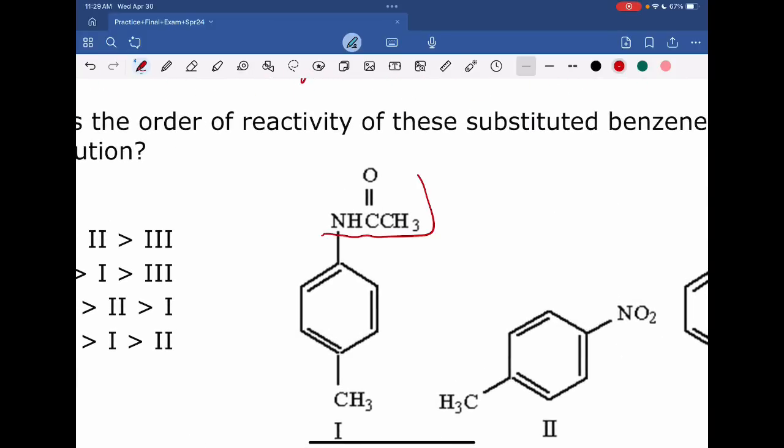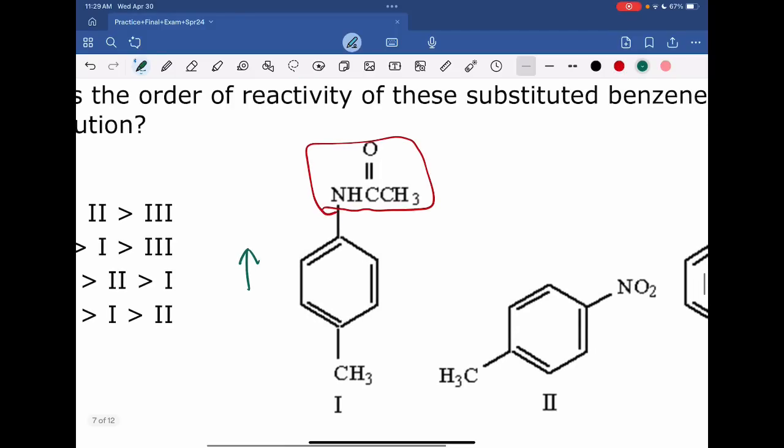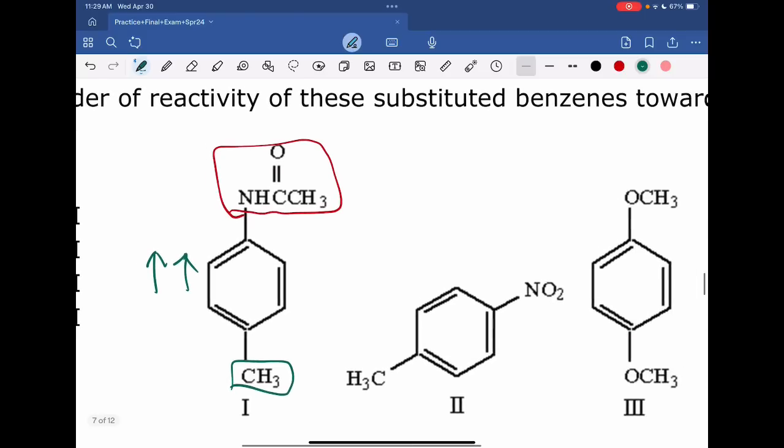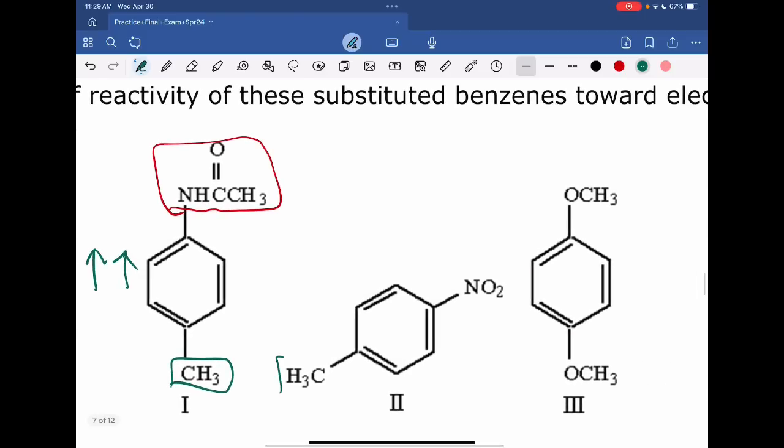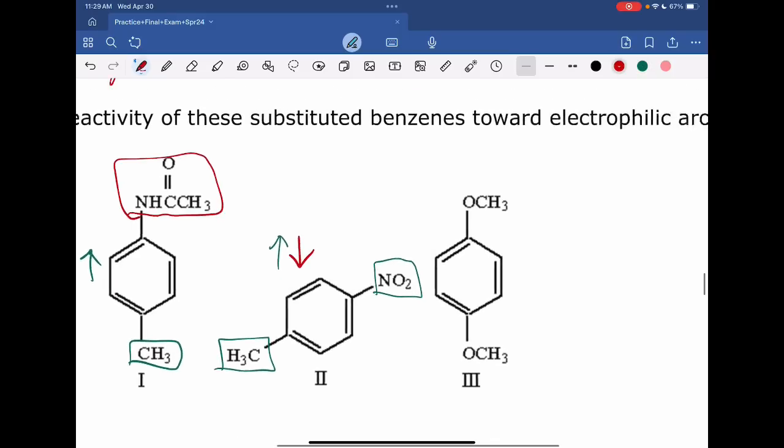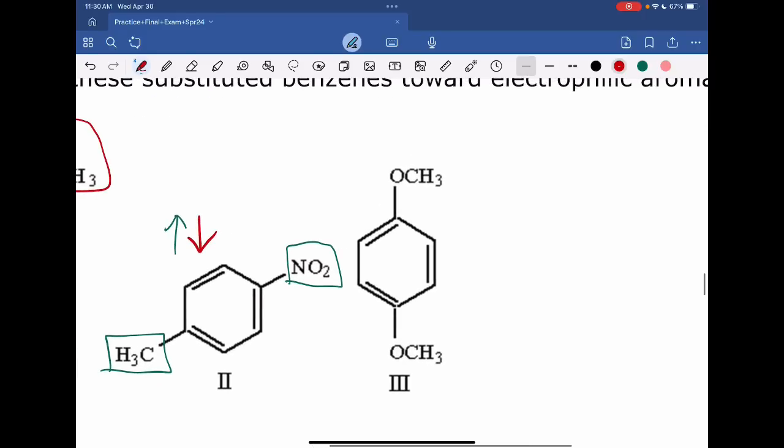This group is donating, so I'll put a little green arrow going up. This is also donating, so up. This is very fast. Now, we have also something that donates here, a methyl group donates, and this is a very strong withdrawing group, so that's going to make it go down. Let's look at this one. Two relatively strong donating groups, so two up arrows.